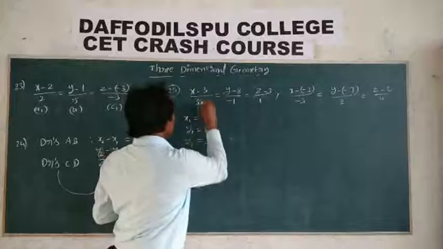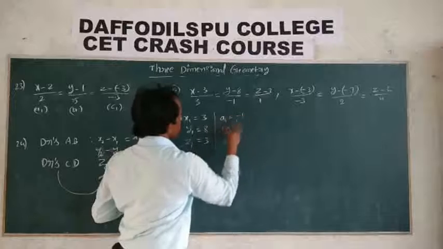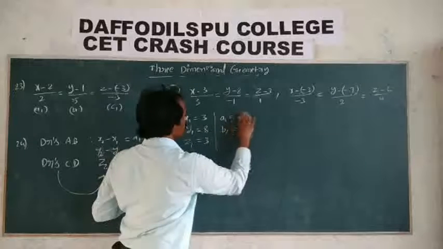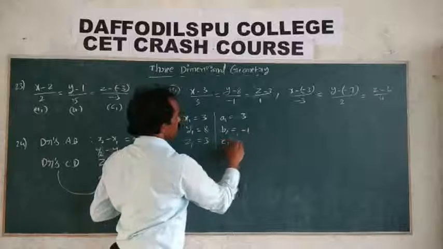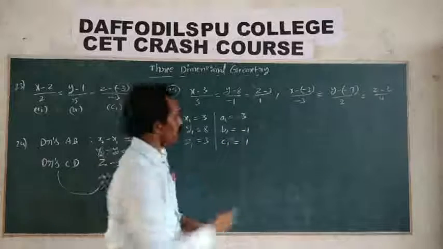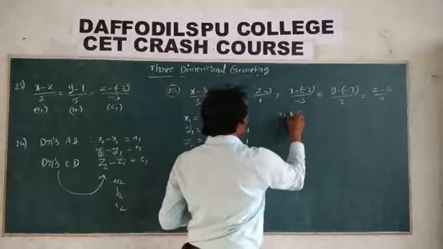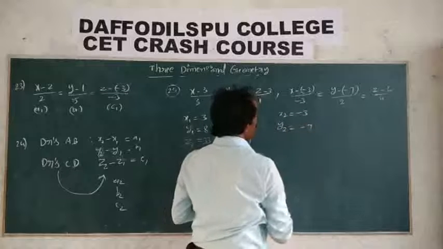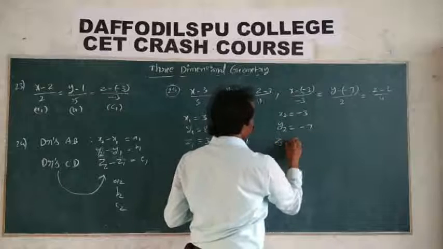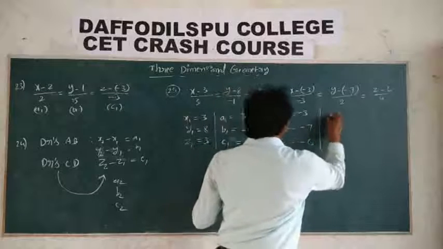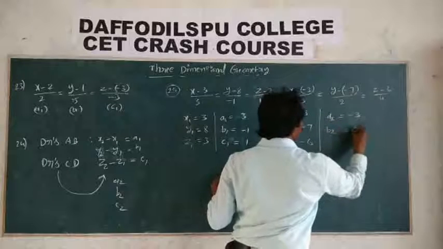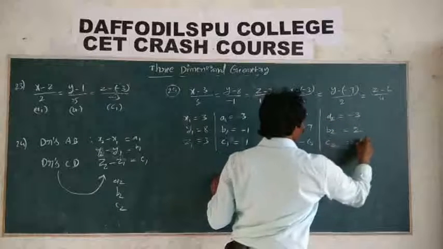These are a1. a1 is equal to minus 1, b1 is equal to 3 minus 1, c1 is equal to 1. From this line, x2 is equal to minus 3, y2 is equal to minus 7, and z2 is equal to minus 6. a2 is equal to minus 3, b2 is equal to 2, c2 is equal to 4.